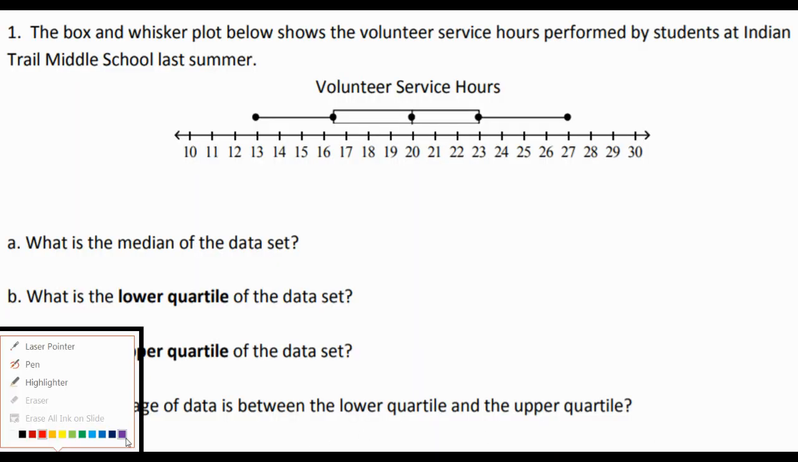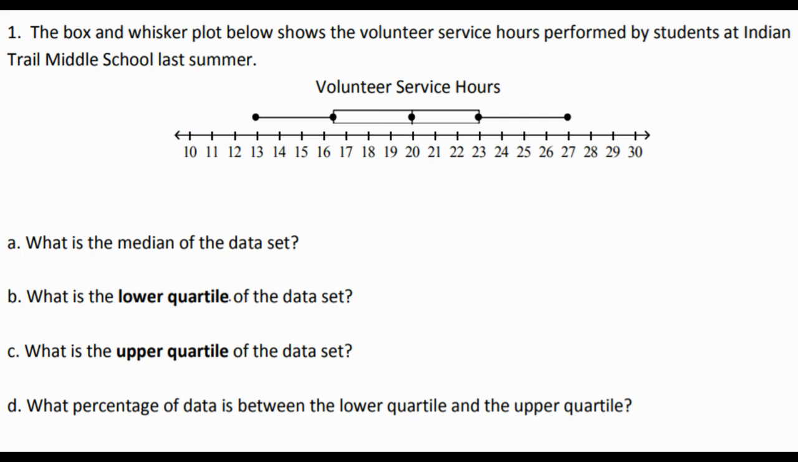Okay, seventh grade. We're going to continue talking about box and whisker plots. So here we've got an actual example. Up top it says the box and whisker plot below shows the volunteer service hours performed by students at Indian Trail Middle School last summer. So they kept track of how many volunteer hours the students did, and then they used this box and whisker plot to show the data.